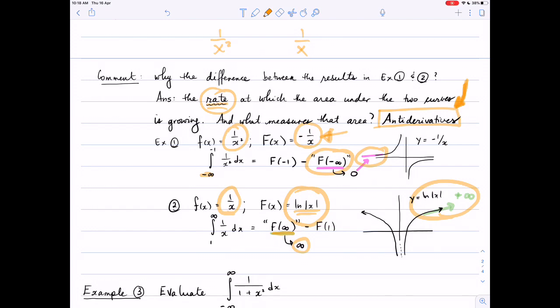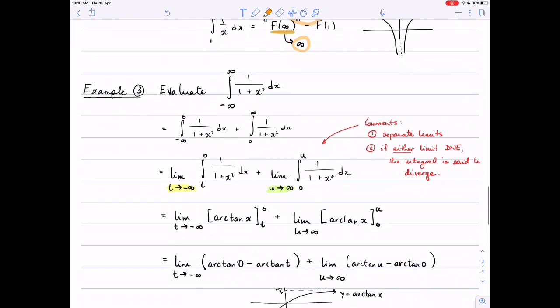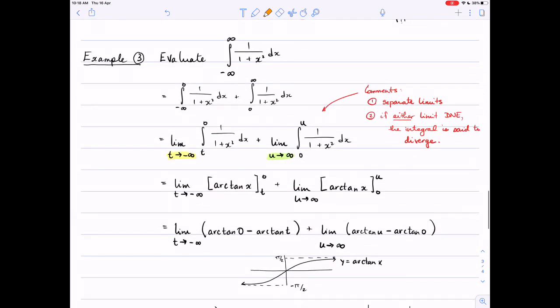So, one more example. The definition had 3 kinds, right? Left, right, and both left and right. So let's look at that. Example number 3. We're going to evaluate the improper integral from minus infinity to infinity of 1 over x squared dx.